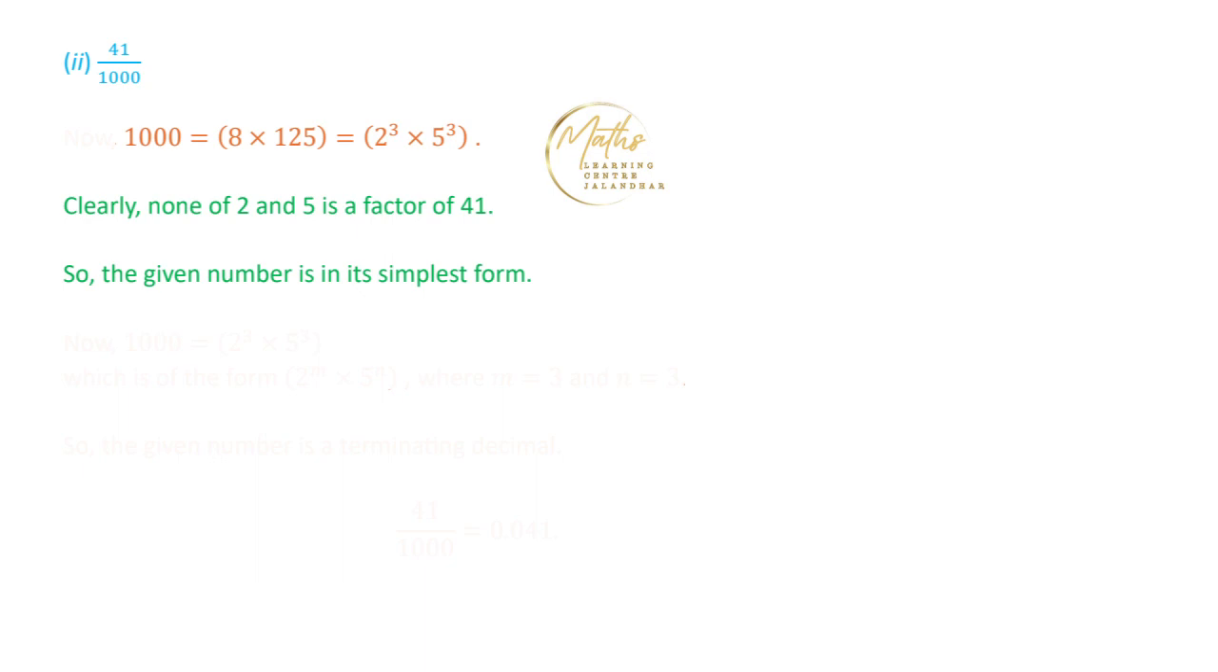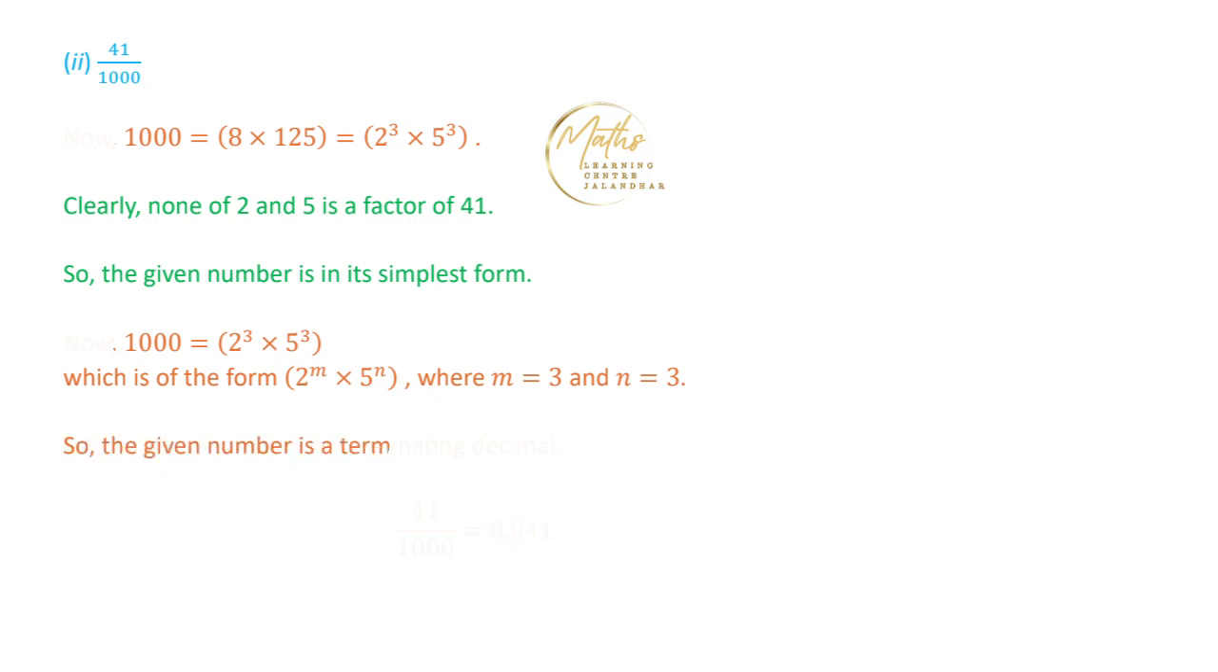So what we have obtained now is that 1000 is equal to 2 raised to the power 3 into 5 raised to the power 3. It means it is of the form 2 raised to the power m into 5 raised to the power n, where m is equal to 3 and n is equal to 3. So the given number is a terminating decimal number, and the value of 41 by 1000 is equal to 0.041.